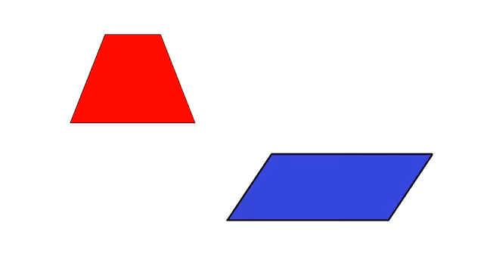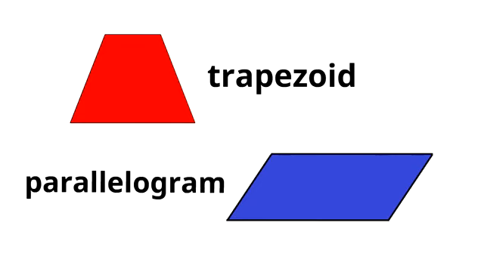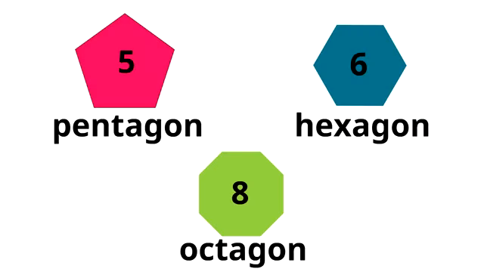I digress. The trapezoid, a cool shape with two of the sides being parallel to each other, and the parallelogram, another four-sided shape. Both pairs of sides are parallel to each other. And finally, the pentagon with five sides, the hexagon with six sides, and the octagon with eight sides. What awesome shapes!